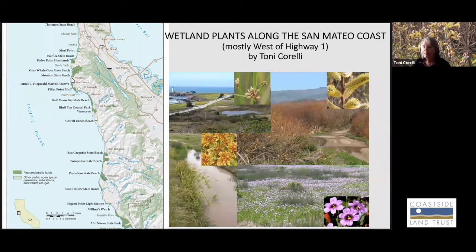The plants and habitats that occur here are influenced by our rocky shore where it meets the Pacific Ocean and includes marine terraces, coastal bluffs, sandy dunes, beaches, marshes, and creeks and streams that flow westward from the slopes of the Santa Cruz Mountains to the ocean. In my presentation today, I'd like to show you some of the wetland indicator plants and habitats that occupy the public land along the San Mateo Coast, mostly west of Highway 1.